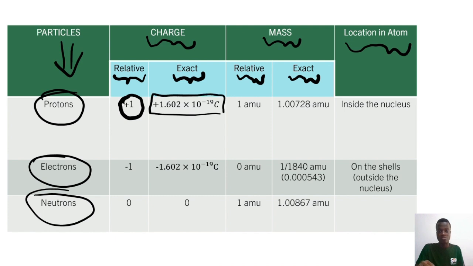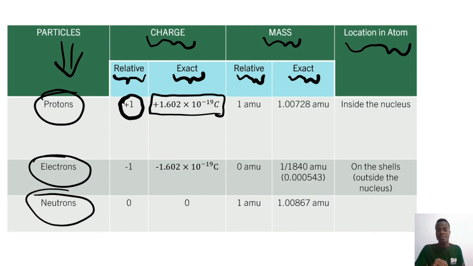If you are doing physics, you will need it in some calculations because physics has to do with electricity and stuff. So you have to know this number, 1.602 times 10 to the power negative 19 coulomb. The charge of a proton is this. The basic charge of the proton is this.